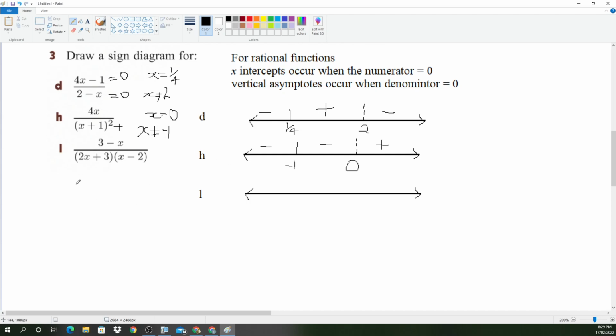Okay, last one. X-intercept is x, 3 minus x equals 0. X would be equal to 3. And we have two values that it can't have. X cannot be 2 from that, null from this. So using the null factor rule, it cannot be, if you rearrange that, 2x plus 3 equals 0. Rearrange that, move the minus 3 across, divide by 2. It cannot be minus 3 on 2. So that's a bit wonky.